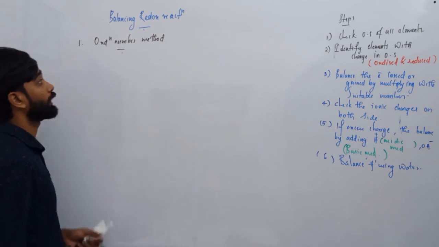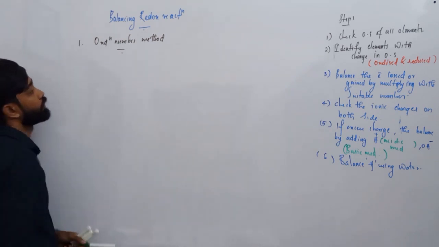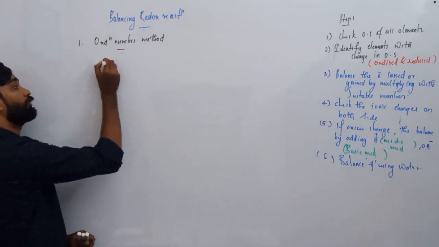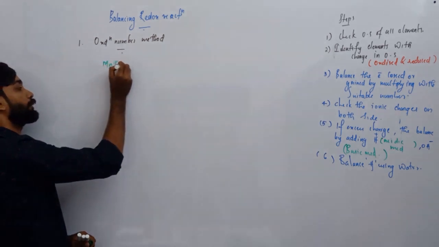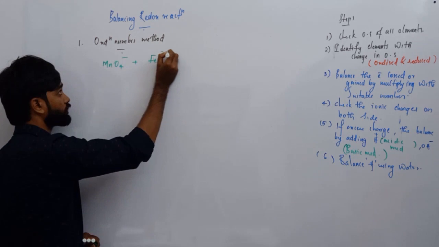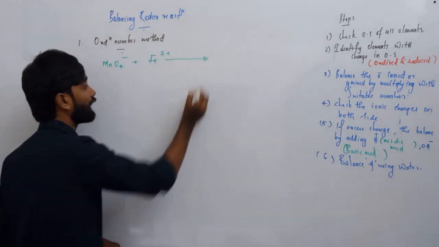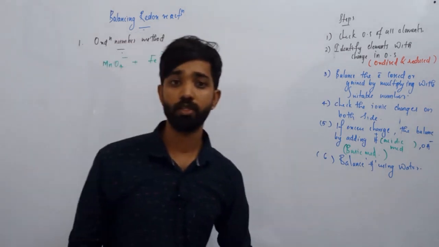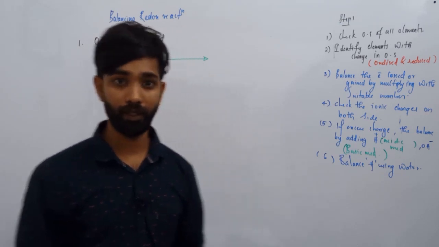Okay, we can implement these steps in a reaction. Let me take a skeleton reaction: MnO4 minus plus Fe2 plus. That is the oxidation of ferrous ion by permanganate in acidic medium.